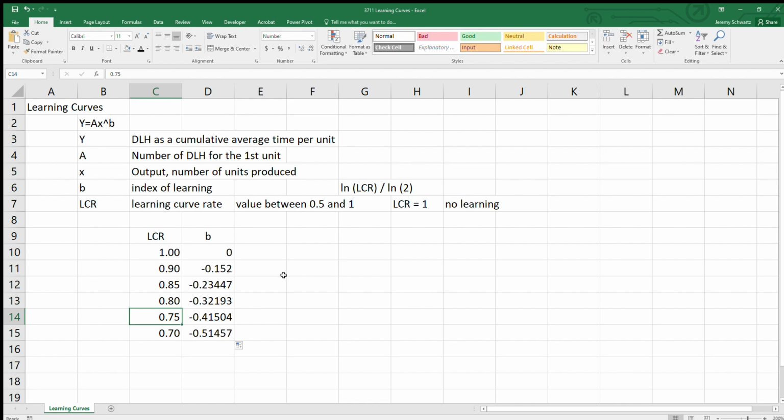But this exponent value, because we're going to be able to try a few different things here, what I wanted to do is give you some relative ranges of our different values for B, and what this may mean as we go through and estimate a learning curve.